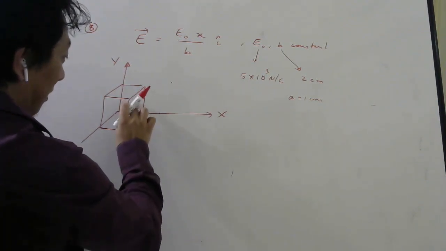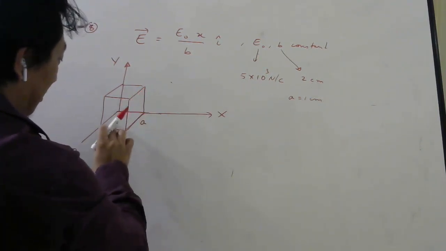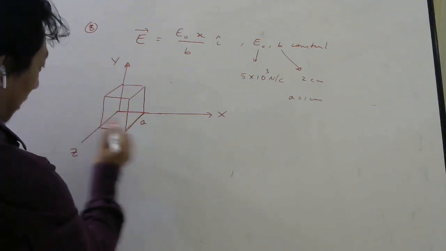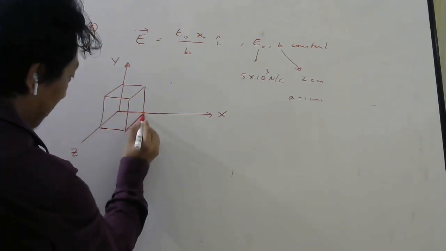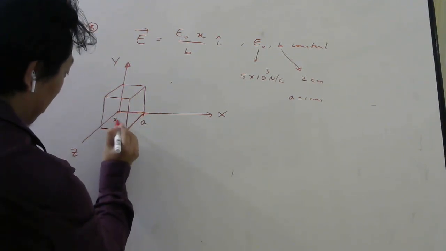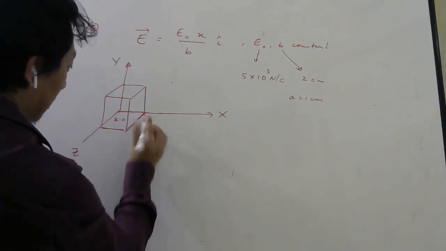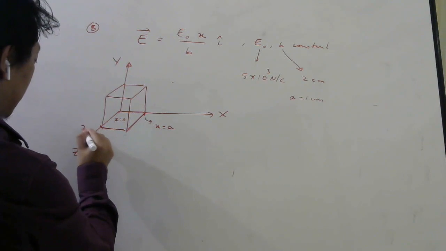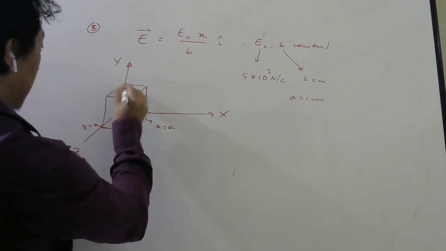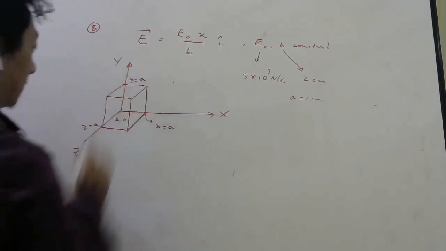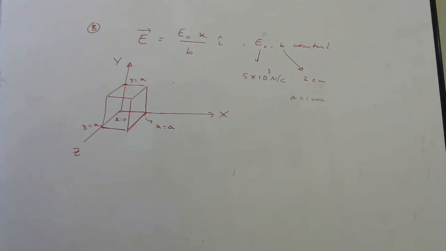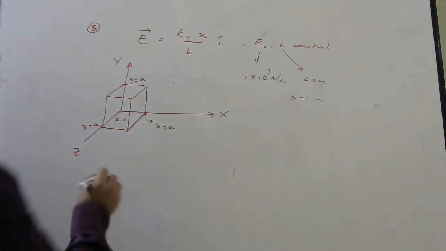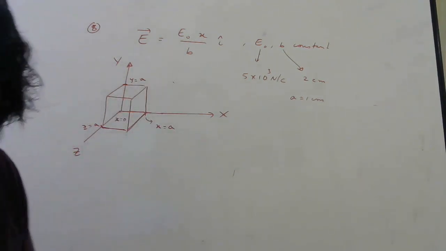So that plane will have z equals 0 and this plane will have z equals a. We know that this is x equals a, here x is equal to 0, here x is equal to a. Similarly, here your z is equal to a and here your y is equal to a. Basically the side of the cube is a. Now, electric field is going in what direction?